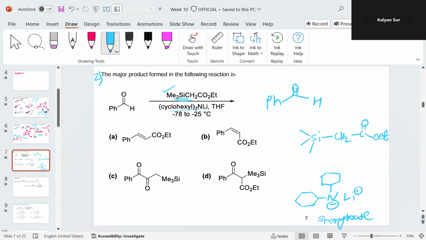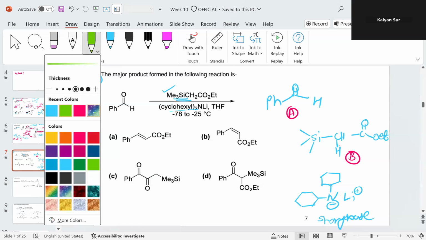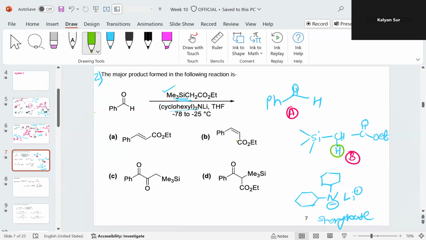If you look at the two starting materials we have, A is the benzaldehyde, and B is the ester. And one of the protons from the ester, the CH2, I will just split this proton, and there will obviously be another proton. This proton is prone to get abstracted by the base. So this negatively charged base abstracts this proton, and it forms a negative charge at this position.